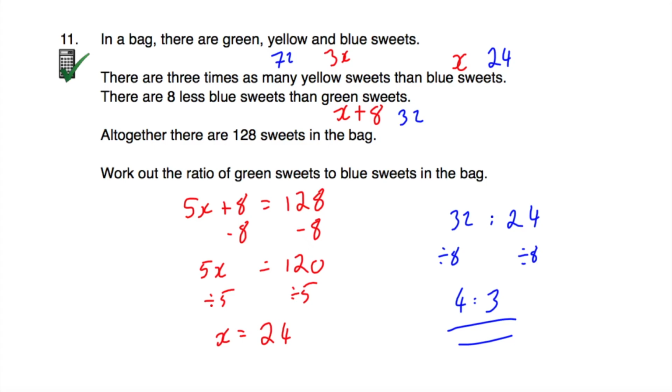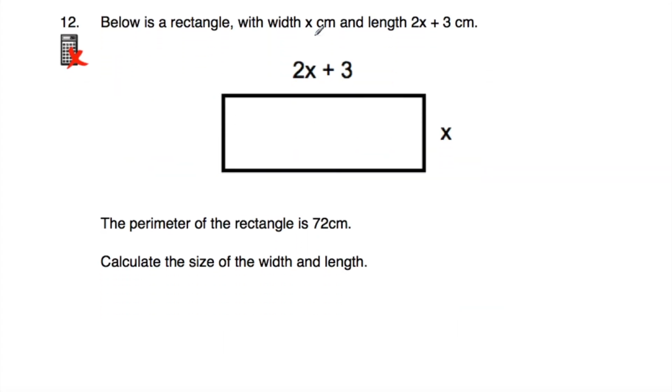Let's have a look at question number 12. For question number 12, we've got this rectangle. It's got a length of 2x plus 3 centimetres and a width of x centimetres. And we're told the perimeter of the rectangle is 72 centimetres.